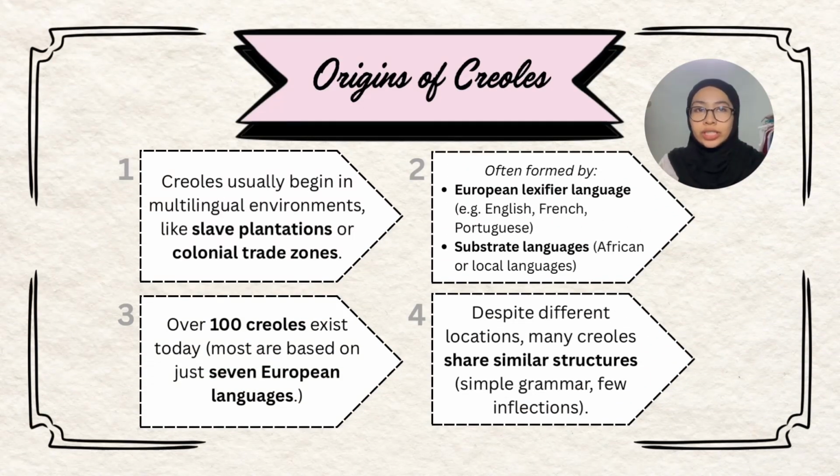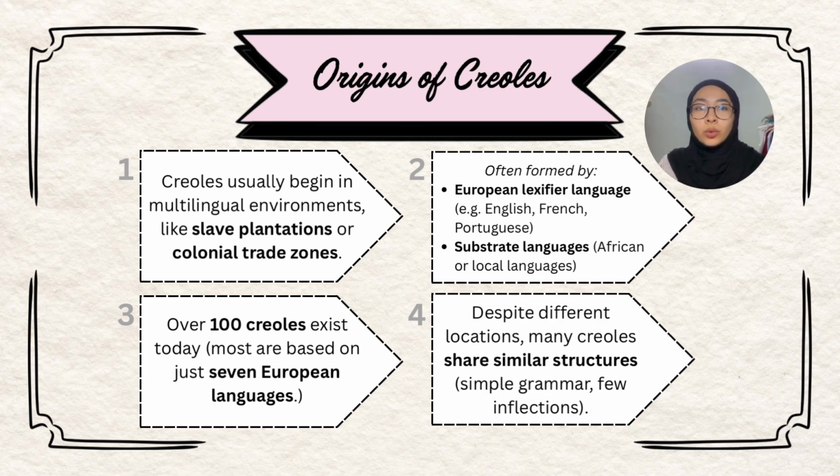Next is the origins of Creoles. How do Creoles form? Creoles usually develop in places where many languages are spoken together, like slave plantations or trading colonies. These areas had people from different language backgrounds, and they needed a way to talk to each other. Most Creoles are based on a European language called a lexifier, like English, French, or Portuguese. They also mix with local or African languages called substrates.